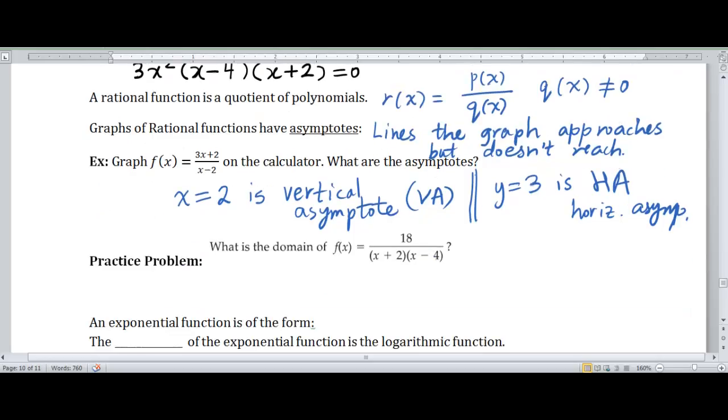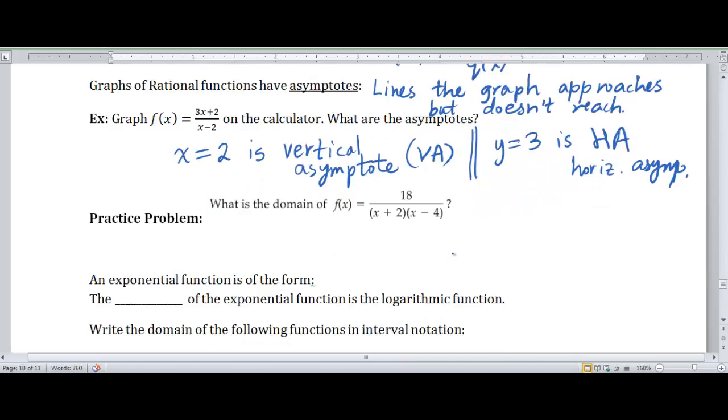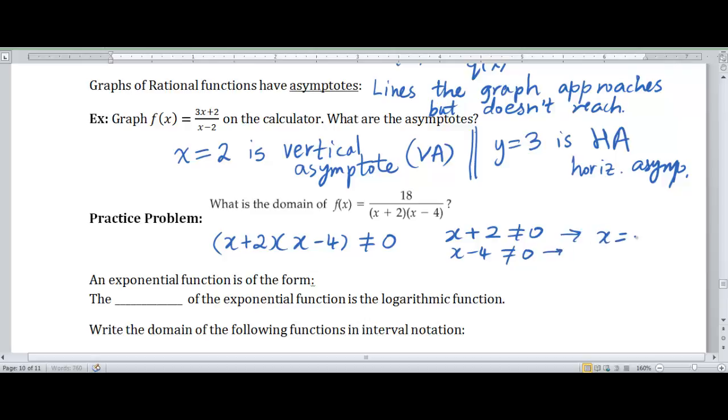What is the domain? Now here's a practice problem. What is the domain of f of x equals 18 over this function? So think to yourself, domain, right? Possible x values. So what x values will make this whole function undefined? Well, I cannot have a 0 in the denominator. So x plus 2, x minus 4 cannot equal 0. That means x cannot equal negative 2 and x cannot equal 4.